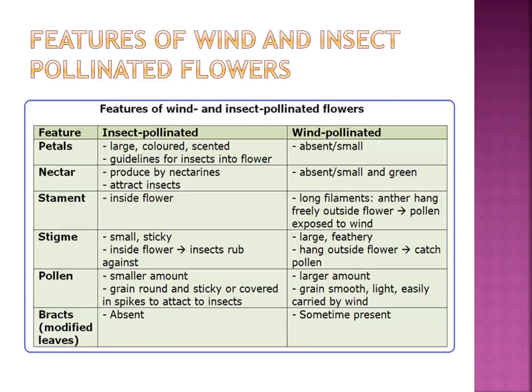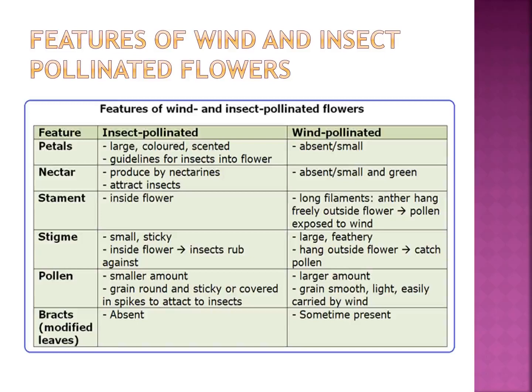So in wind pollinated flowers, petals are absent, small and green, and the stamens are inside the flower, with long filamentous anthers hanging freely outside the flower, exposed to the wind. The stigma is small and sticky inside the flower, and the insect rubs against it. Sticky means ottum tanmai. Then pollen, a smaller amount of grain, round and sticky, covered in spikes, attracts the insect.